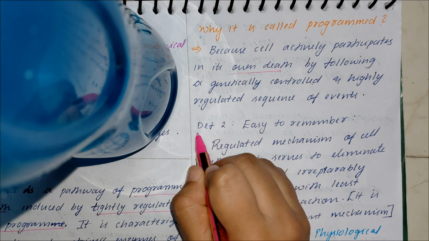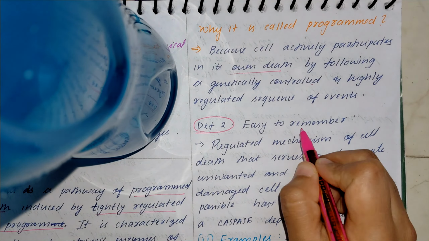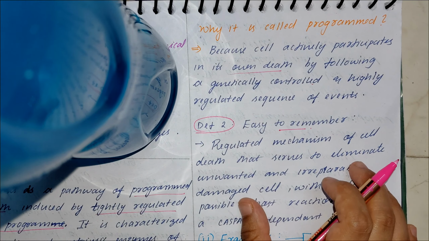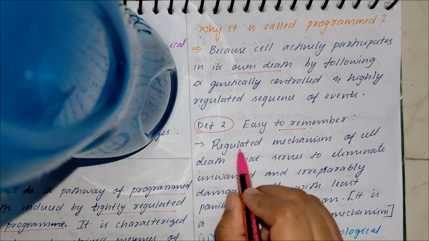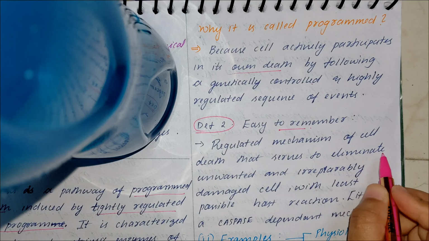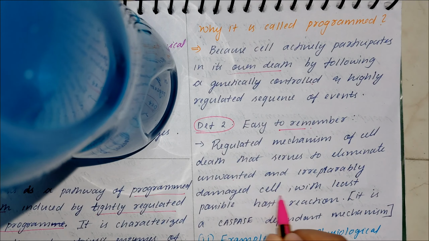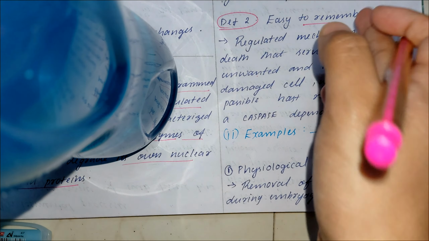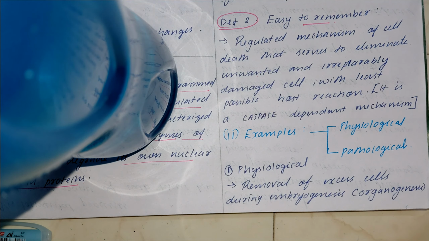Now, this is definition number 2 I have written. It's just not easy to remember. I took it from Robbins. If you are forgetting the original definition, I think you can remember a bit of this definition. It's the same meaning only. It is a regulated mechanism of programmed cell death that serves to eliminate unwanted and irreparably damaged cells with the least possible host reaction. It is a caspase dependent mechanism. Okay, so it's up to you if you want to study this definition, but the first definition is also easy, right? So I think we can go with the first definition only.